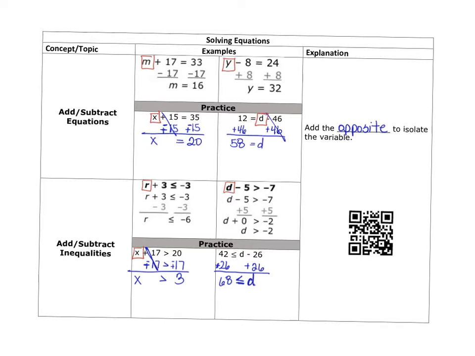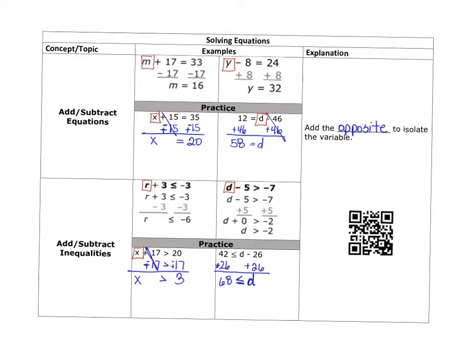But keep in mind whether we're looking at adding or subtracting equations, adding or subtracting inequalities, the process is going to stay the same. We are going to add the opposite to isolate the variable. The variable could be on the left side of the equation. It could be on the right side of the equation. It does not matter. The goal is to isolate the variable in order to see what the value of that variable will be.